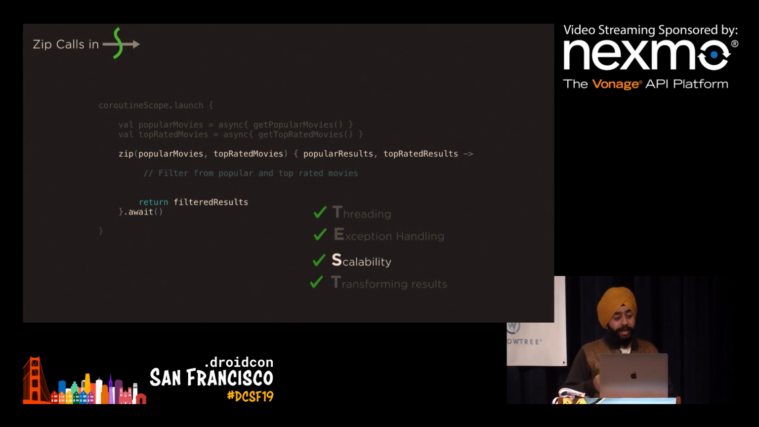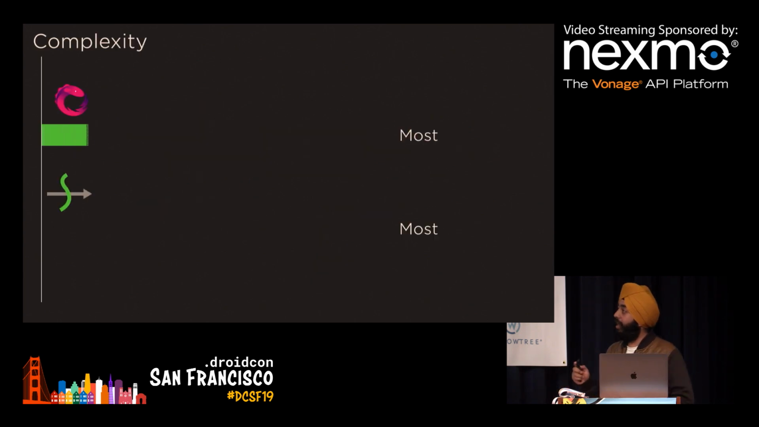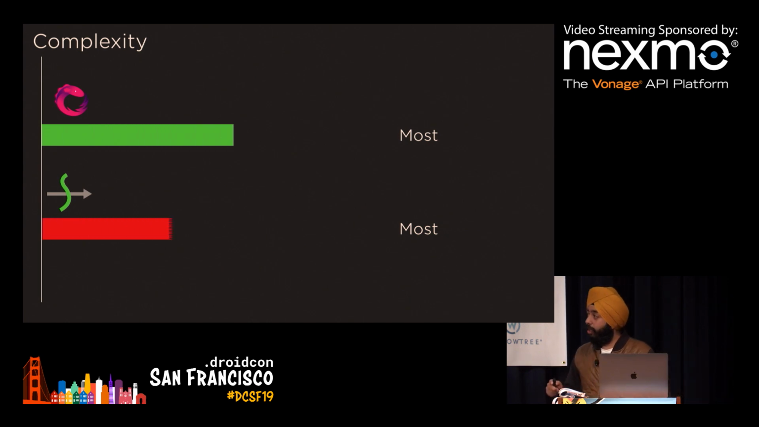Then there is scalability. Now you have created a custom zip for only 2 calls. If you want to expand this over 3 calls, or maybe even n number of calls, you definitely need to create another custom zip. When it comes to transforming your results, Kotlin coroutines will rely upon the Kotlin API, because as soon as you get the filtered results, you can easily use map and all the collections API to transform your results. So I'll grade accordingly in this round.